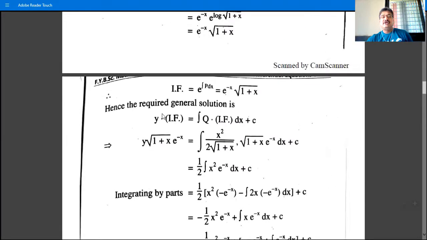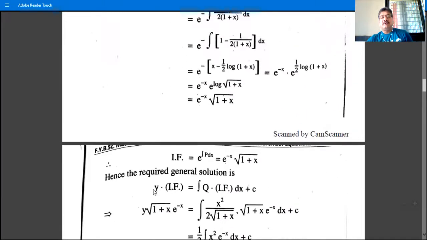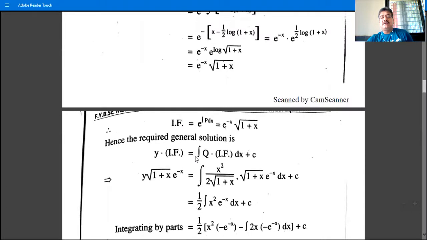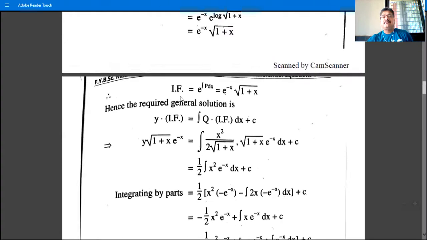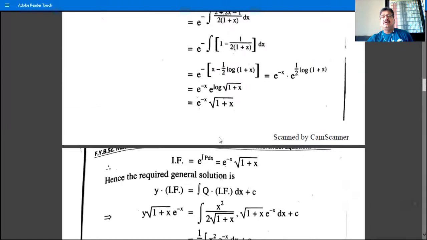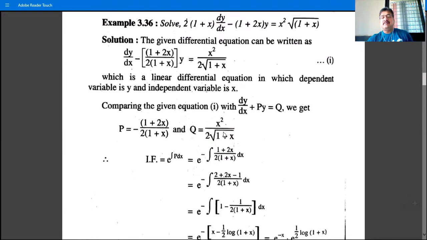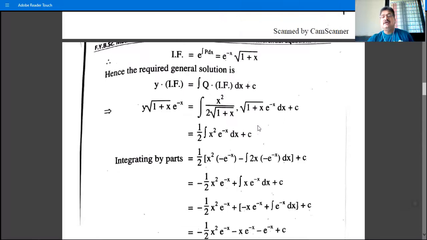Now the general solution of the given differential equation is what? The formula is y I is equal to integration Q I dx plus c. That is, y I is this, e raised to minus x root 1 plus x, is equal to integration, Q is what? x square divided by 2 root 1 plus x, into root 1 plus x e raised to minus x as the integrating factor, dx plus c.